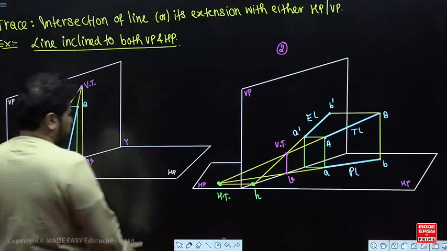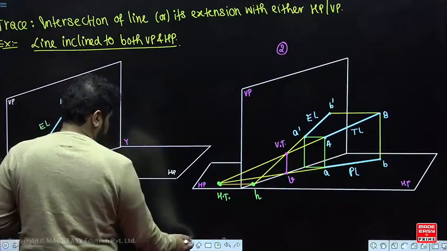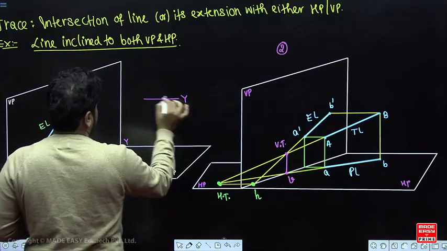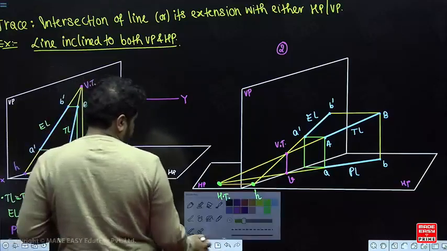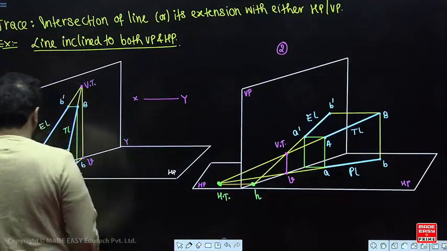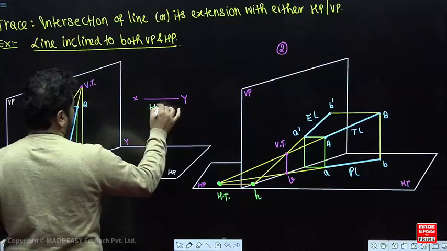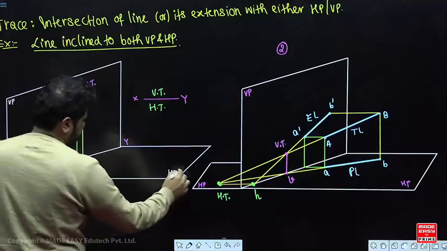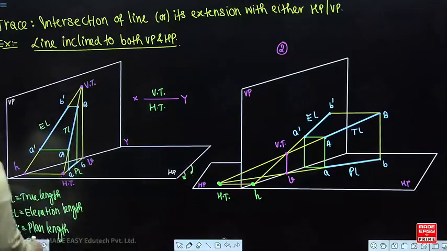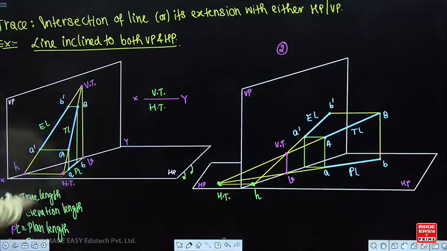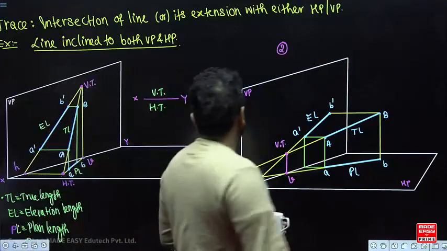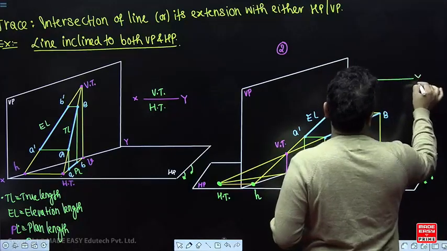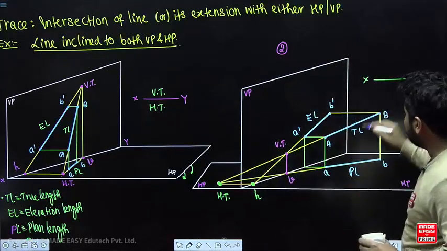Right. Now one thing you can observe here, if I rotate HP, if this is your xy line, then you can see that the horizontal trace is lying below and the vertical trace is lying above, isn't it? If you rotate HP in the clockwise direction, HT will lie below the xy line and VT will lie above the xy line, correct? Similarly, if I rotate HP in this particular direction, this is your xy, you can see that the vertical trace is where?